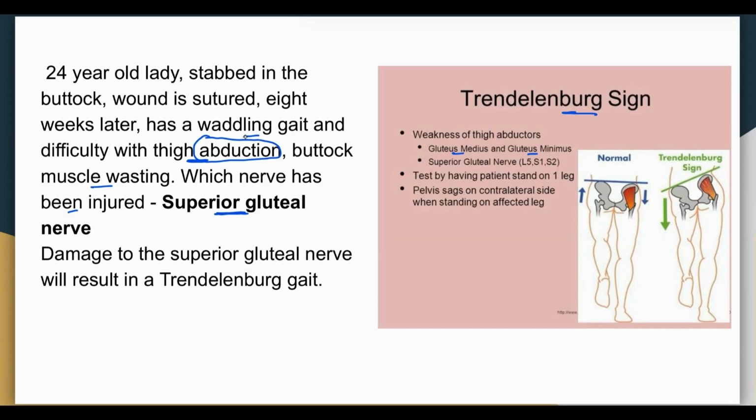So if the patient was having normal function of the gluteus medius and minimus, then there will be this normal placement of the iliac crest at the same level.